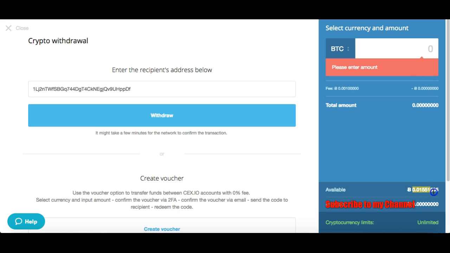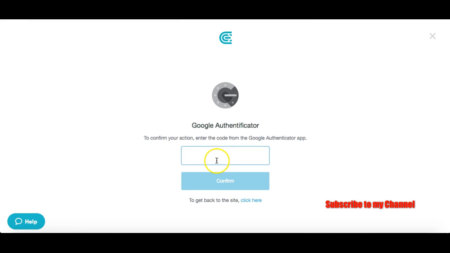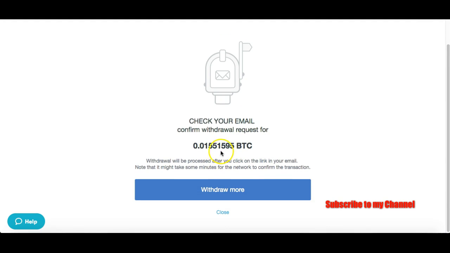So you're going to copy your amount, and we're gonna paste it here. See, there's a small fee. It went from $15.51 to $14.51. Okay. So now it's asking me for my Google Authenticator. So this number will be 798773. Check your email to confirm the withdrawal. So right there, my money has been moved over to my Bittrex wallet.